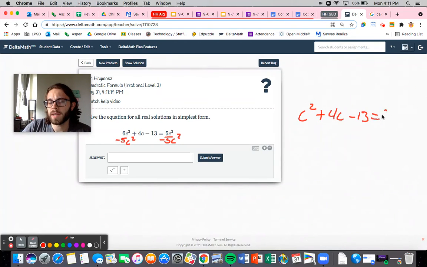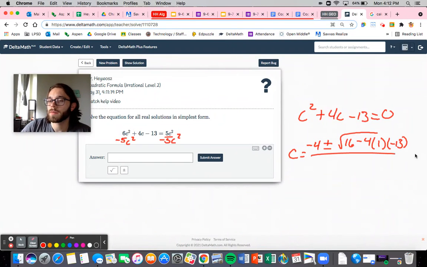So I do want to just quickly check. 13 only has a factor of 1 and 13, so nope. All right, so let's plug it in. So I have c equals negative 4, right, negative b, plus or minus the square root of b squared, 4 squared is 16, minus 4 times 1 times negative 13, all over 2 times 1.